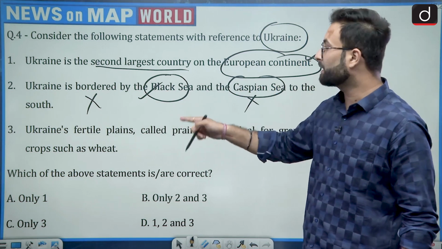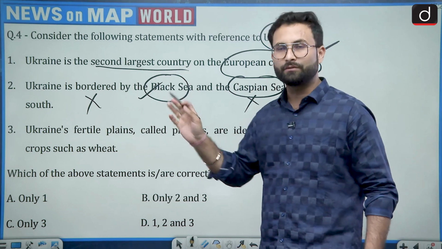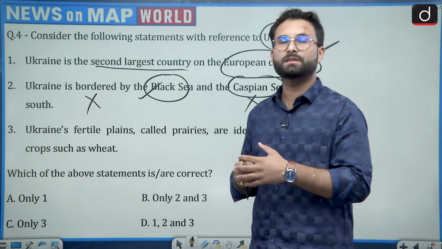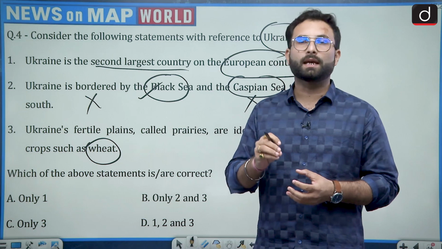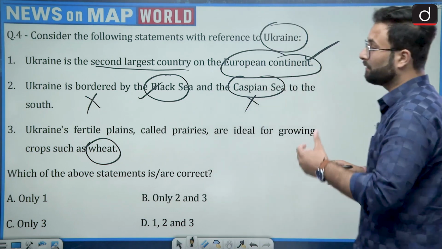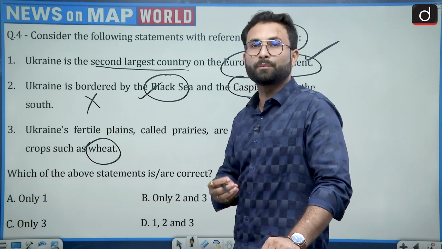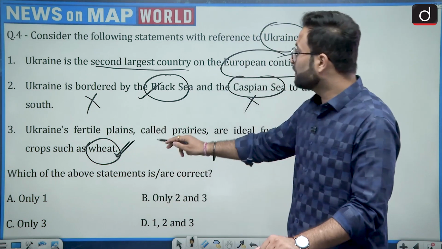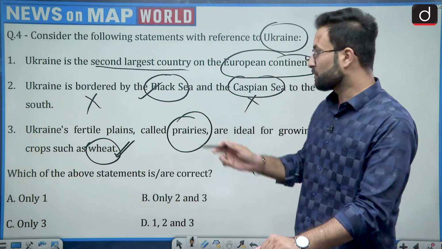Now, Ukraine's fertile plains called prairies are ideal for growing crops such as wheat. When we are talking about the fertile plains and the area which is good for the cultivation of wheat, that is perfect. Ukraine is also called the wheat basket of this area of Europe, or the bread basket of Europe, because they are giving you the wheat. But the name is not prairies, it is called steppes. We'll talk about that.